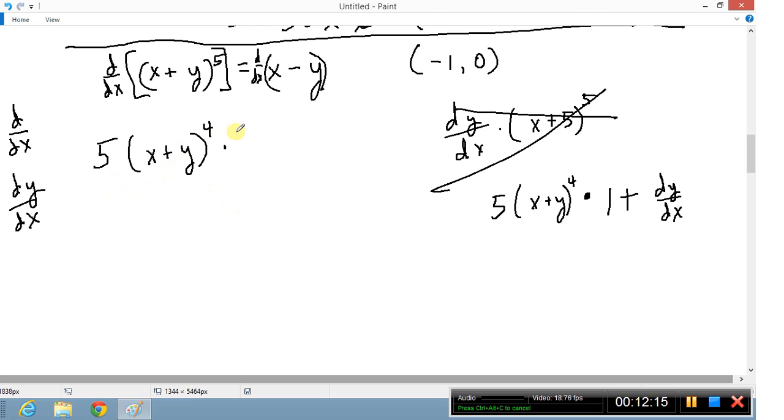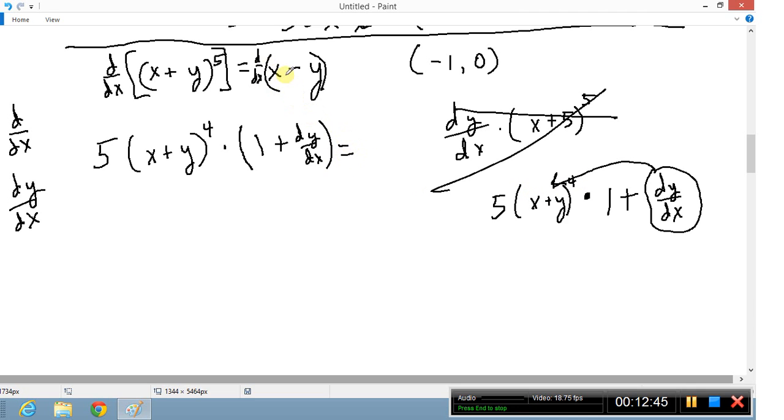The 5 times (x plus y) to the fourth has to be multiplied by the derivative of this whole thing, which is 1 plus dy/dx. But it's multiplied by that whole thing. So that whole thing has to be in parentheses. The big dot doesn't do it. And sure enough, almost everybody who did this in the next step did not realize that this dy/dx over here also has to be multiplied by 5(x plus y) to the fourth, which makes the problem a lot easier.